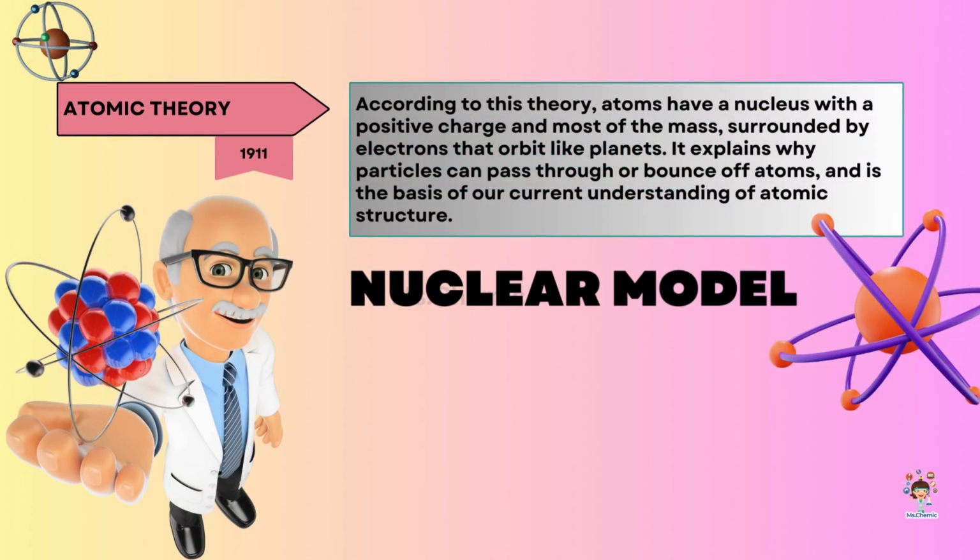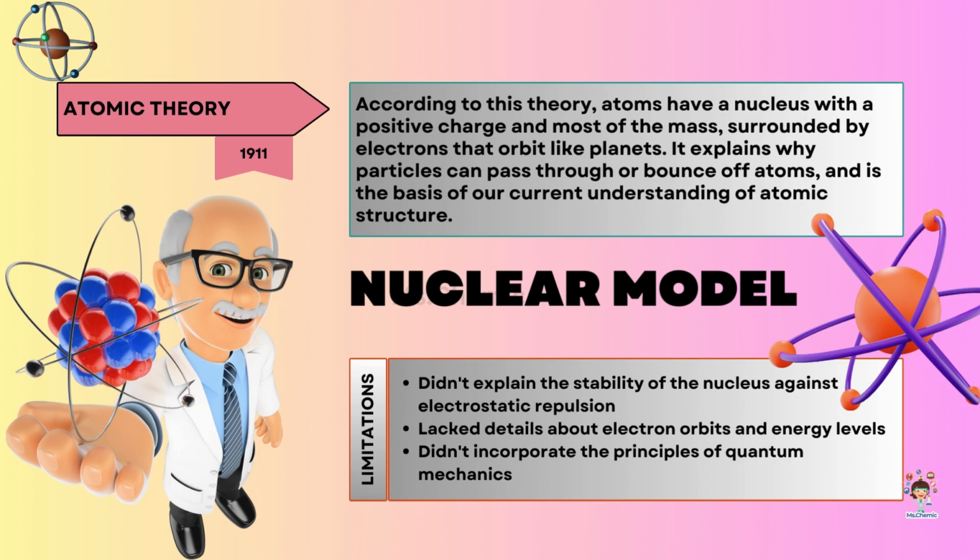Nuclear model. According to this theory, atoms have a nucleus with a positive charge and most of the mass, surrounded by electrons that orbit like planets. It explains why particles can pass through or bounce off atoms, and is the basis of our current understanding of atomic structure. Limitations. It didn't explain the stability of the nucleus against electrostatic repulsion.